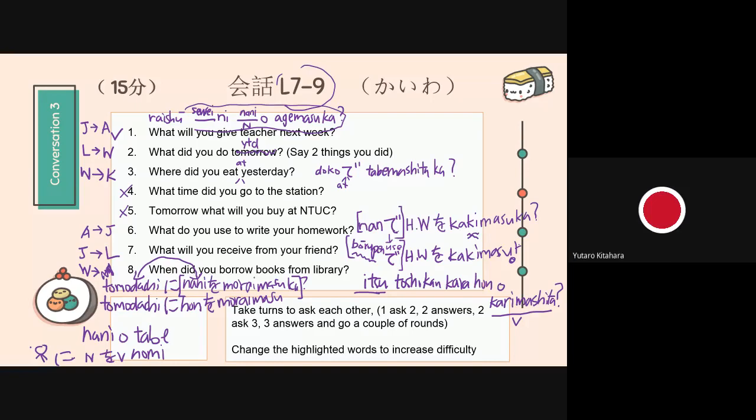And Aaron? Kino no asa karimashita. Yeah, karimashita, very good. Okay, kino no asa karimashita. Toshokan kara hon o karimashita. Very good. Okay, Lisa, how about you?